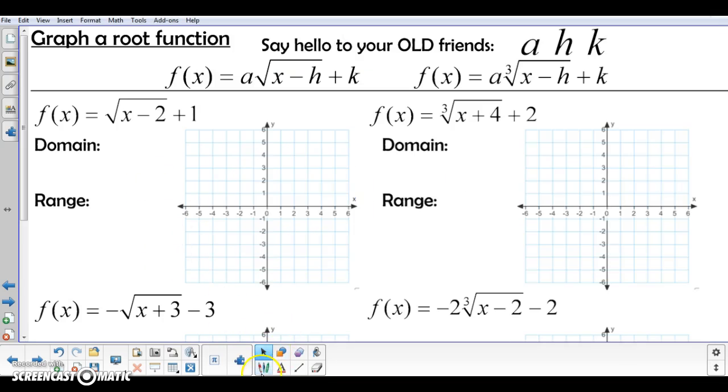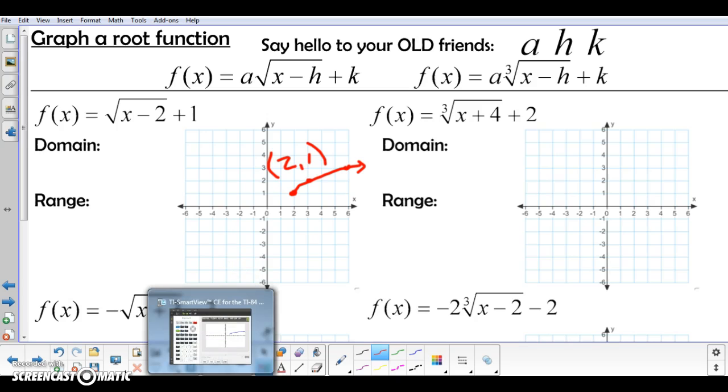If I were to sketch this on my paper, plugging in 2 gives me 1. Plugging in 3, well, 3 minus 2 is 1, and the square root of 1 is 1, plus 1 is 2. And plugging in 6, 6 minus 2 is 4, square root of 4 is 2, 2 plus 1 is 3. So here's what my graph looks like. Kind of starts out in the middle of nowhere. Well, it starts at (2, 1). That's where this initial point would be.